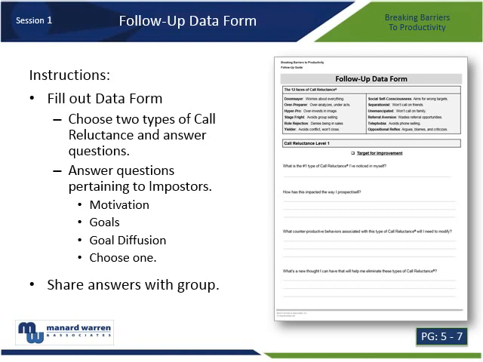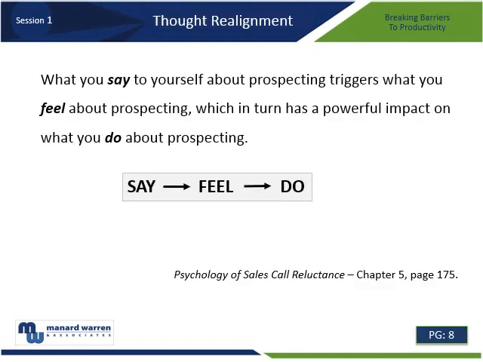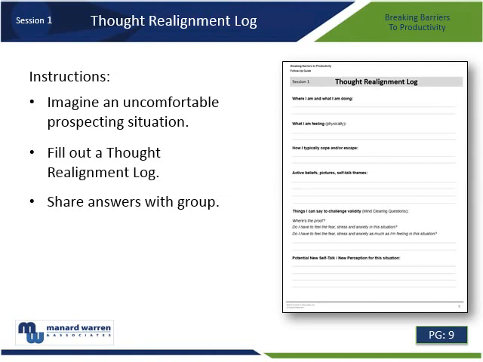Then to finish things up here in your participant guide, I want to talk a little bit about thought realignment. Thought realignment is the way you fix call reluctance. Doesn't matter which type of call reluctance you're trying to fix, by the way. Thought realignment will help you fix any type of call reluctance that you're trying to get control of or eliminate. So if you notice on page 8, please read through that, and you can see a little bit about the definition around thought realignment. And then on page 9, again, this is where the rubber hits the road.